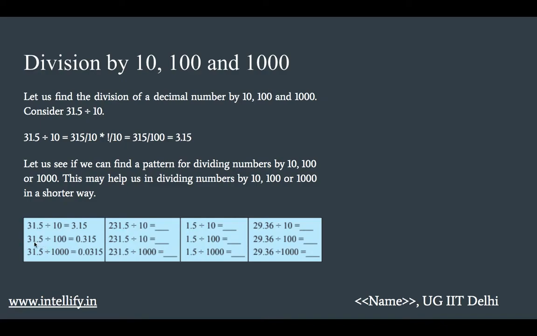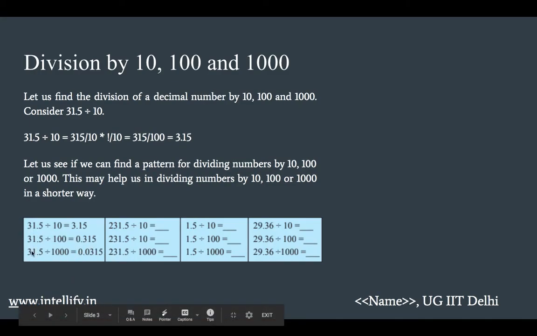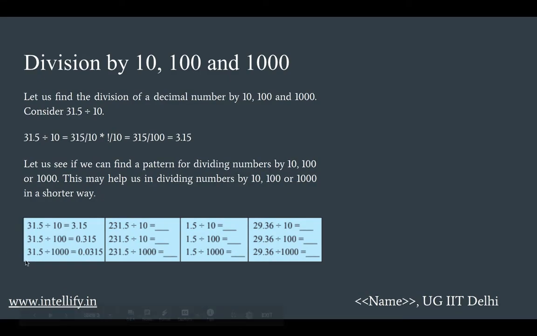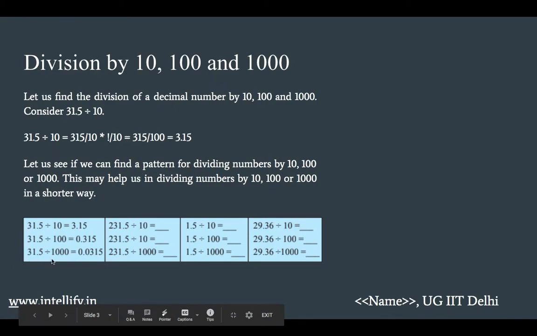First of all, we write 31.5 as 315 by 10, and 100 as 100 by 1. How do we divide these two fractions? We just multiply 315 by 10 into 1 by 100. It will become 315 by 1000, and this will be 0.315. So you see that the decimal has actually moved 3 places to the left. When we do not have a third place to move, we add a 0 and then move the decimal to the left side of it.